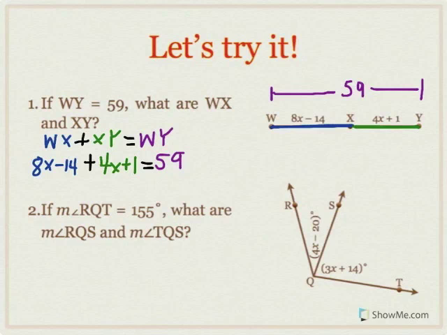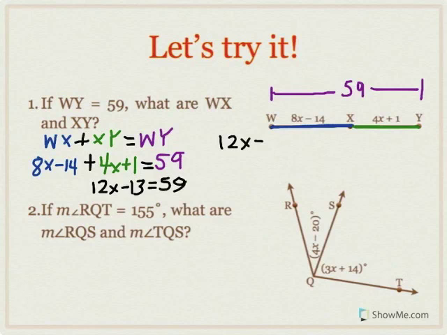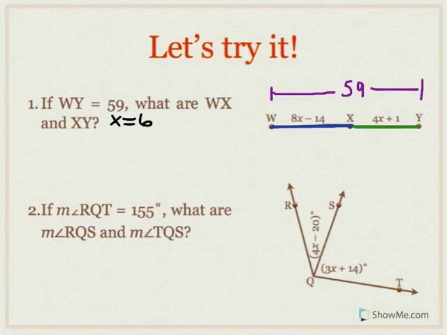So now let's do some quick algebra here. 8x plus 4x is 12x, and negative 14 plus 1 is negative 13, and that has to equal 59. If we add 13 to both sides, 12x is going to equal 72, so that tells us that x is equal to 6. We're not done, because we were asked to find the length of segment WX.